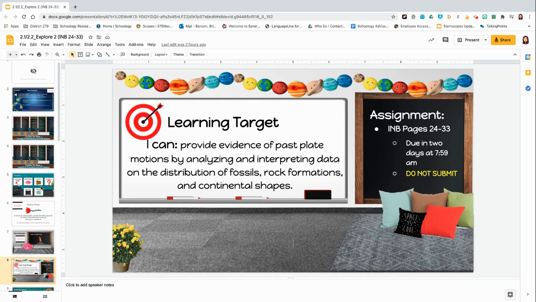Again, our learning target is I can provide evidence of past plate motions by analyzing and interpreting data on the distribution of fossils, rock formations, and continental shapes. Our assignment is interactive notebook pages 24 through 33. This is due in 2 days at 7:59 a.m., but remember, you are not going to submit your notebook until your teacher tells you to do so. That'll be in about a week.